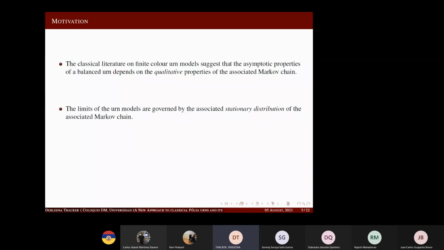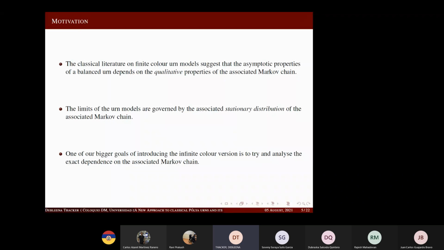So the question now remains: what is the actual relation? The actual relation, or the actual embedding, or the actual coupling, was never explicitly stated in the literature. So you see, once we find this actual coupling, life might be quite easier for us in terms of the urn models, or from the perspective of the finite color classical urn models.